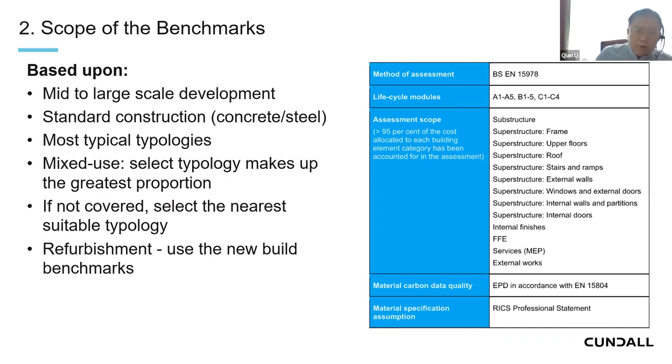Again, if your building is not covered, for example, if you're doing a big lab or life science building, I would suggest you choose the nearest one. But in this case, choose the highest benchmark value to see if that is more representative. Benchmarks can't cover every single type of application based on the data we have, so you have to choose the most appropriate one you think is representative of your design, and then state a reason why you chose that particular benchmark value.